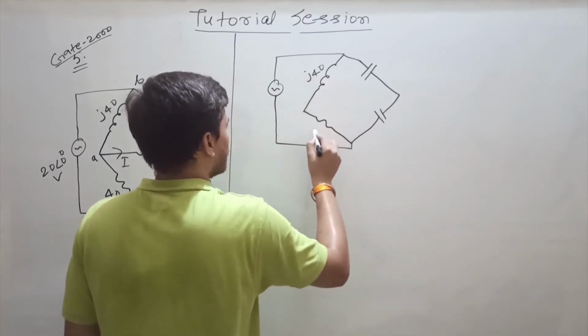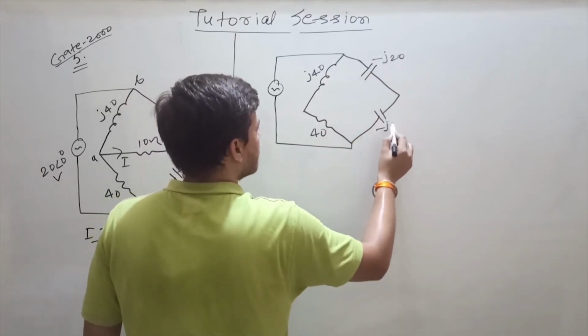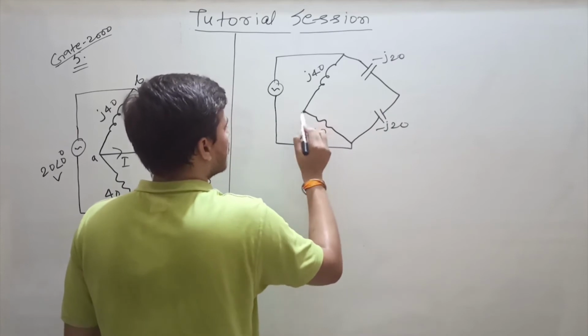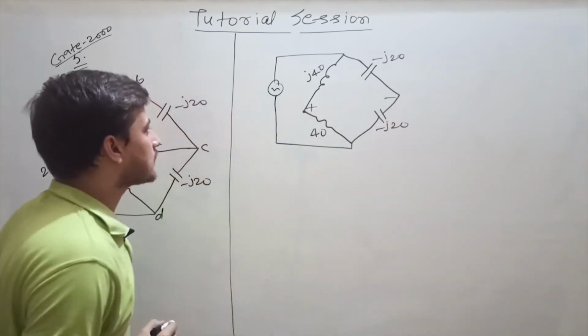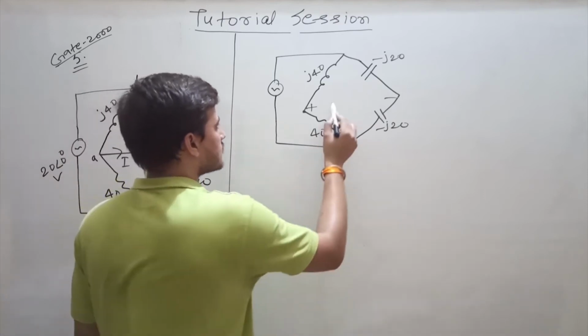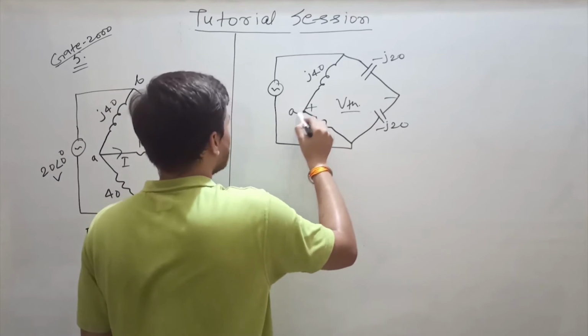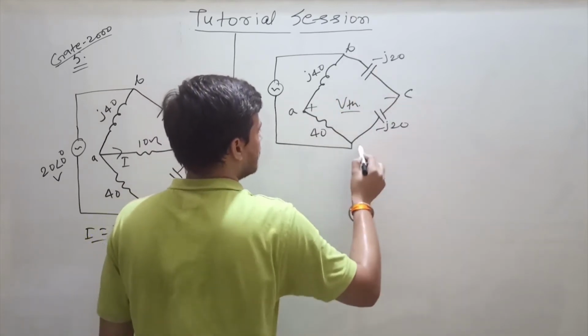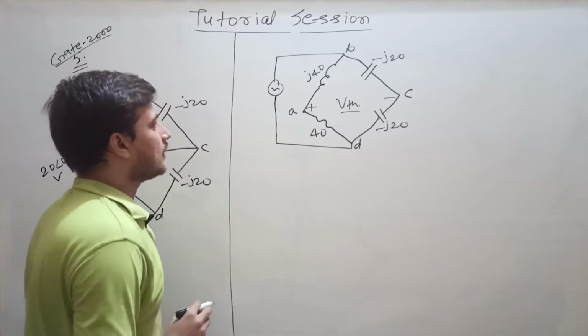j40, 40, minus j20, minus j20. Now we have to find VTH. First we have to find VTH. This potential will be VTH. This is A, B, C, D. So let us see how to find VTH.